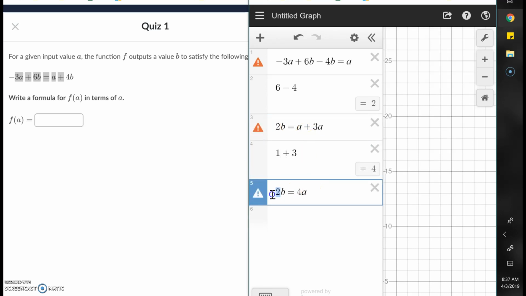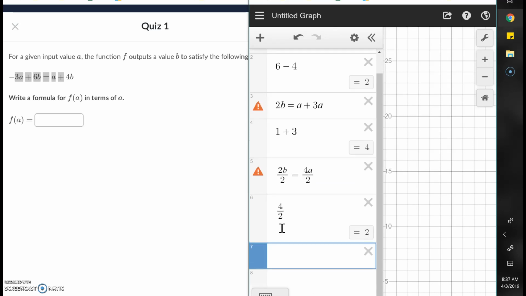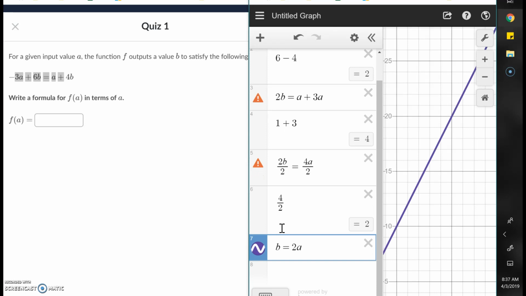And last step is to get rid of the 2. It's being multiplied, so I got to divide. I divide this side by 2. I divide this side by 2. 2 divided by 2 is 1. We're left with just B. 4 divided by 2 is 2. So we got B equals 2A. F of A represents B.